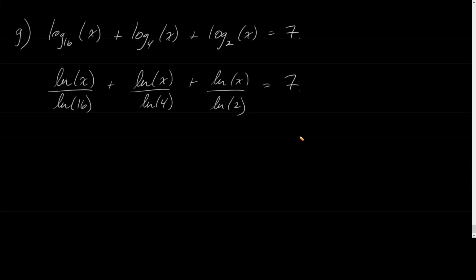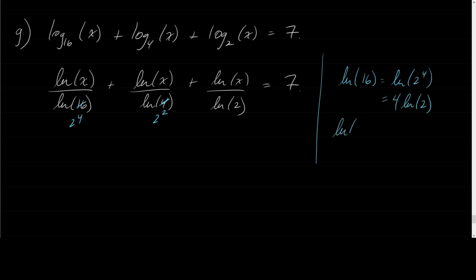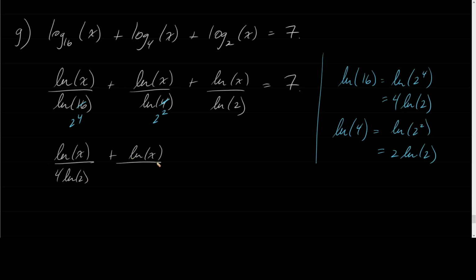Now, 16 is 2 to the 4th. 4 is 2 squared. And why do I care about that? Because ln of 16, which would be ln of 2 to the 4th, would simply just be 4 ln of 2. Similarly, ln of 4, which would just be ln of 2 squared, would simply be 2 ln of 2. So I have ln of x over 4 ln of 2 plus ln of x over 2 ln of 2 plus ln of x over ln of 2 is equal to 7.